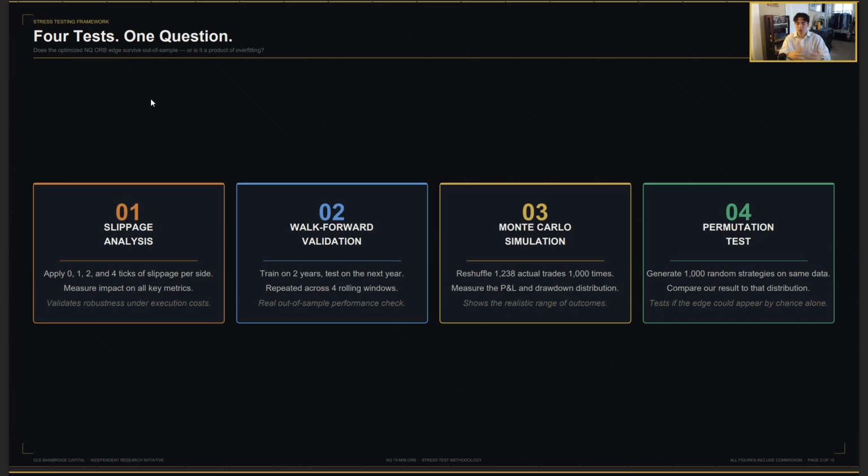Slippage analysis is where we apply 0, 1, 2, and 4 ticks of slippage per side. We measure impact on all key metrics. We're essentially asking and validating robustness under execution costs. We've already included commission in this, so this is just an extra step.